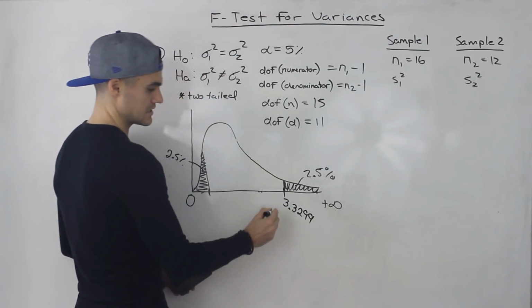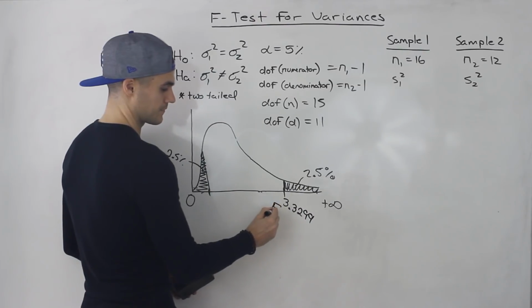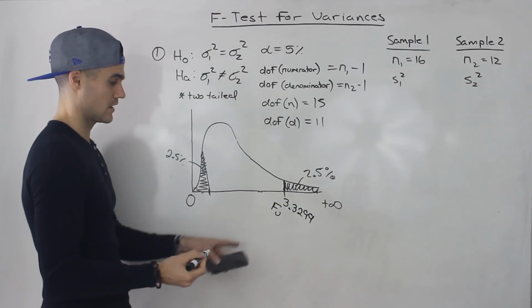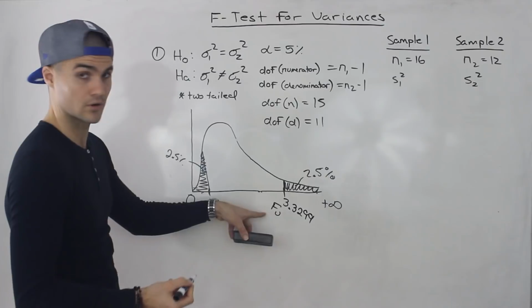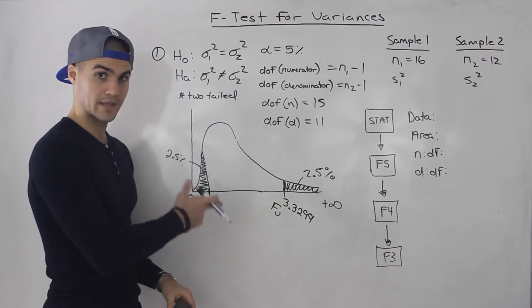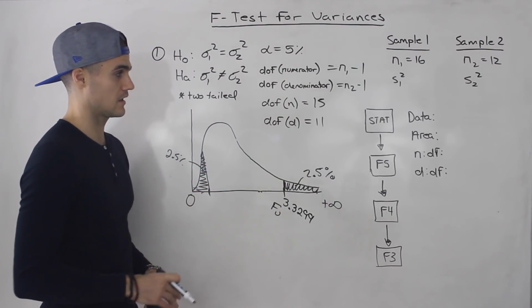Right? Sometimes you'll see this shown as like FU, right? The F value, the upper critical value. And you can also get this value with the calculator if you want to.